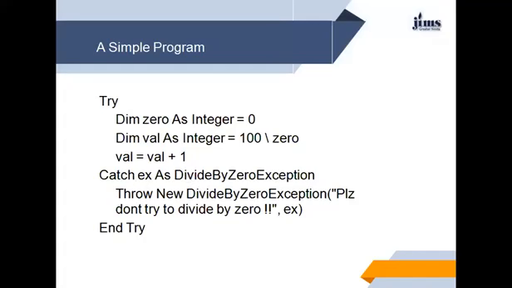Here you have just written catch ex as DivideByZeroException, but with the help of throw, you are making an object of the DivideByZeroException class, and in this you are putting the statement: please don't try to divide by 0 and try. So this is a simple example of the throw. So exception handling in VB is done with the help of mainly 4 keywords, that is try, catch, finally, and throw.